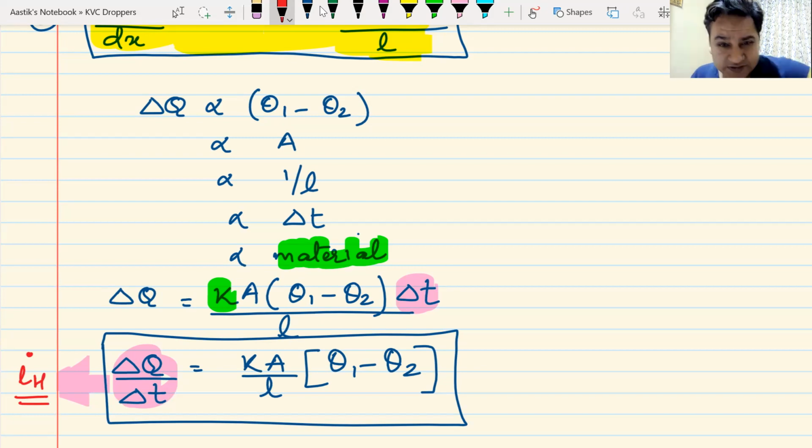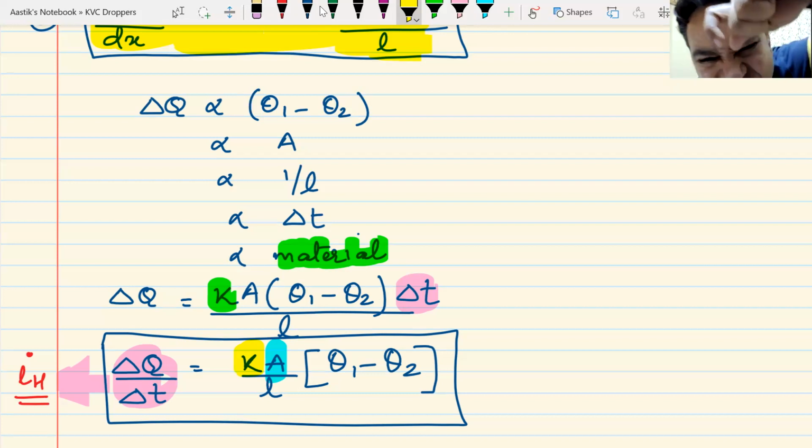But sometimes your area of cross section may vary. You can have different questions where the area of the rod is getting varied, or K is getting varied. So even if your temperature gradient is constant, K and A can vary. So I should also have a differential form of the equation which is meant for a very small cross section.